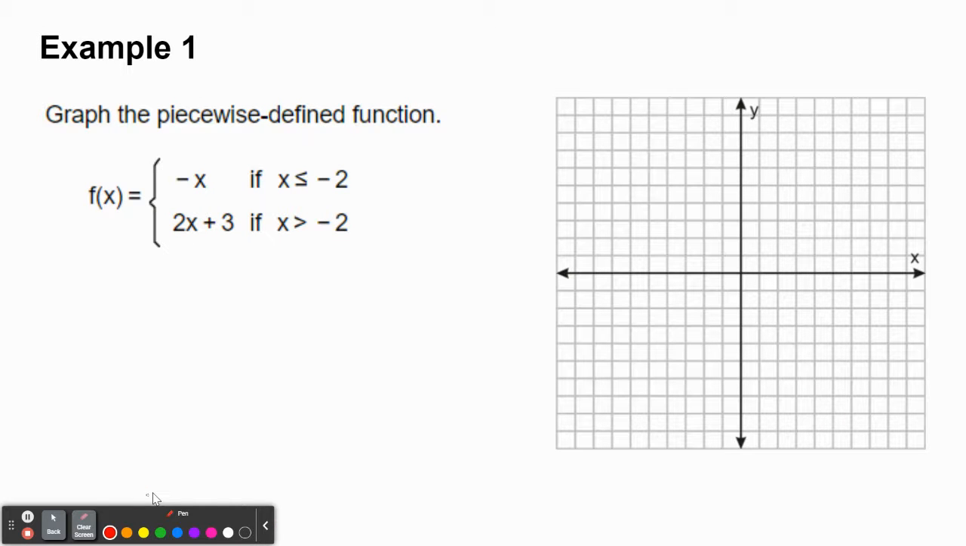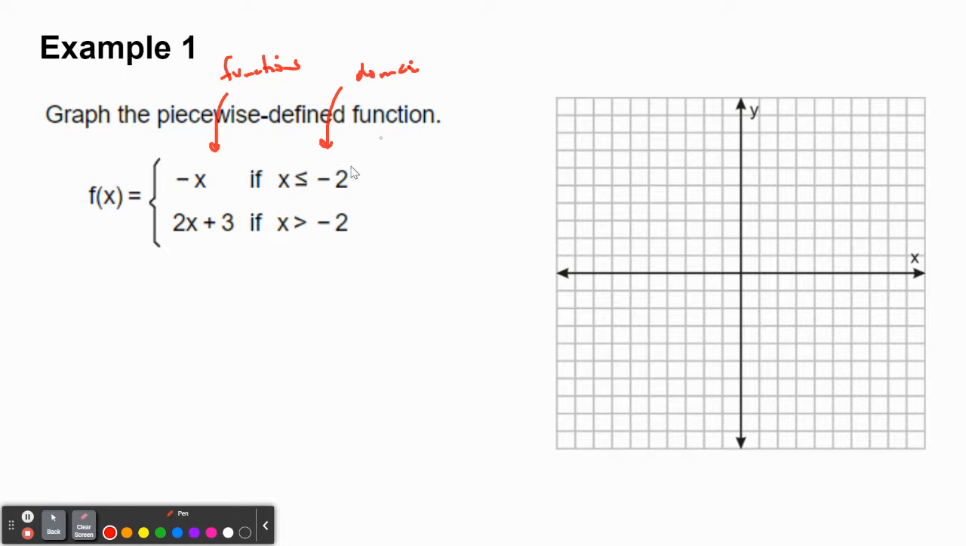Okay, so we're going to graph this piecewise function. If you look here, these are the functions. Your first function is f of x equals -x. The second function is f of x equals 2x plus 3. And again, they are defined over parts of the domain. These guys right here with the x's, those are your parts of the domain.